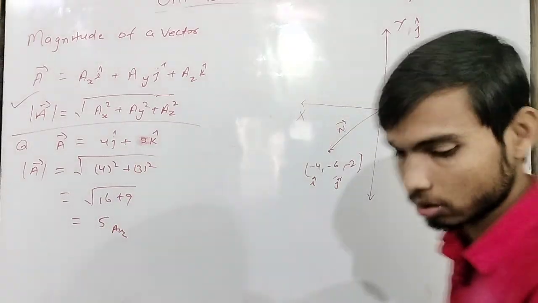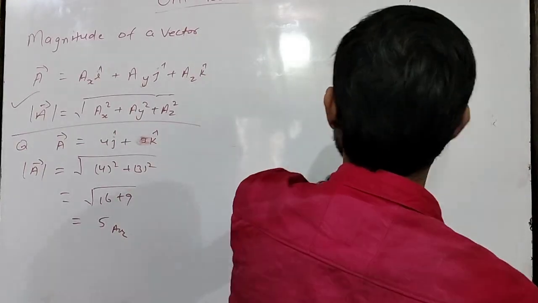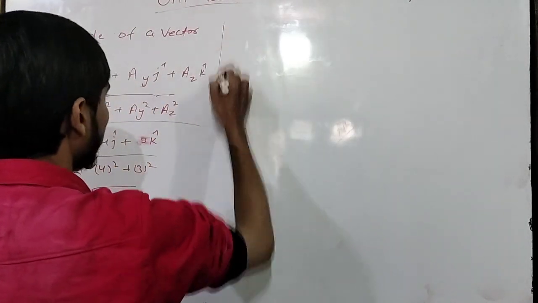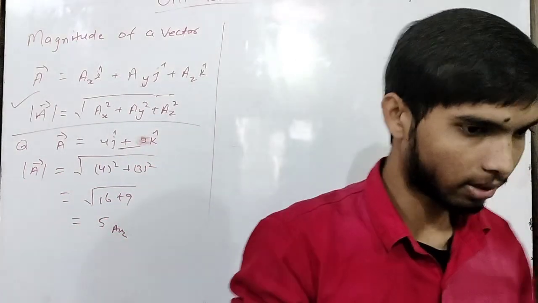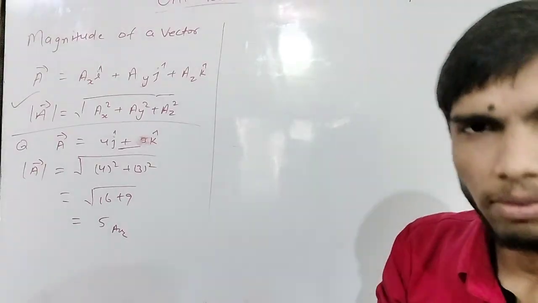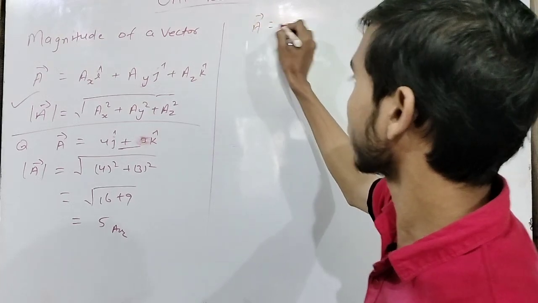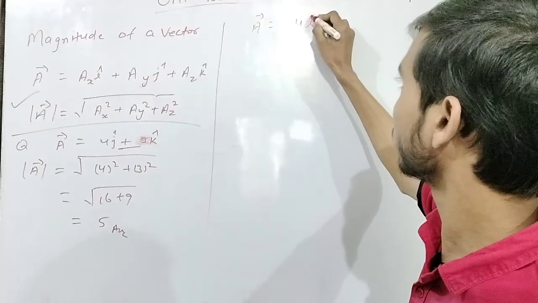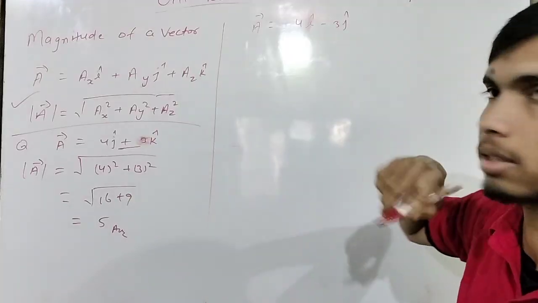Okay. Now next question. It's the same. When we have positive axes, we will be able to solve. But what if we have negative axes? In that case, let's take this a vector, which is 4 i cap minus 3 j cap. This has a negative axis.